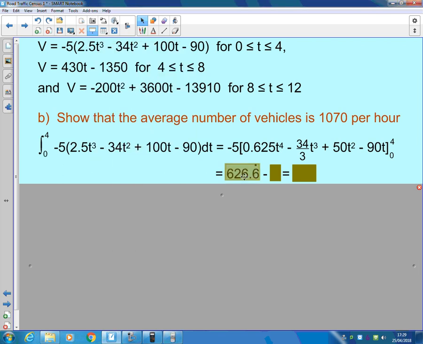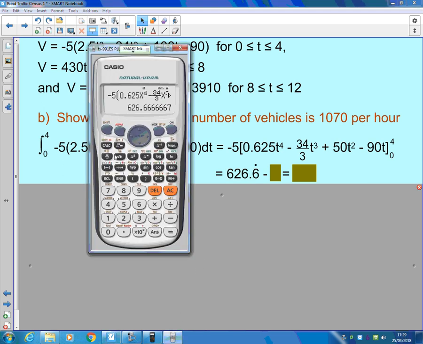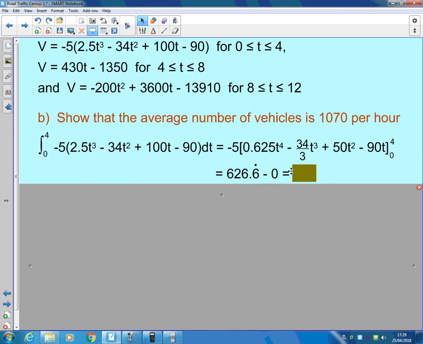And I want calc 4 equals 626.6 recurring. And I want calc 0. You're probably going to guess that it is 0, but we'll check to be certain. Calc 0 equals 0, yes. If there had been something to do with sines and cosines or e's involved, then we'd have had to be really careful there. Now, obviously, take away 0, it stays the same. Now, I'm just rounding it off to 627. Okay, I could have left it 626.6 recurring.